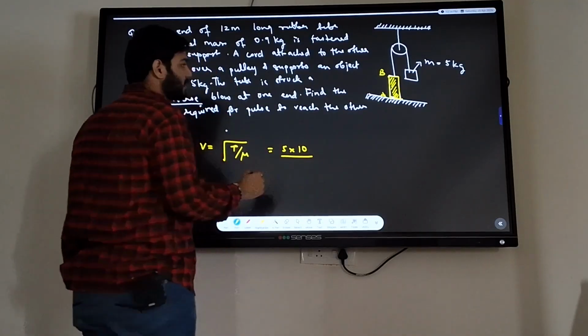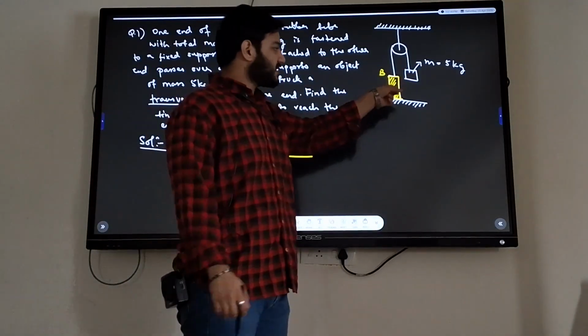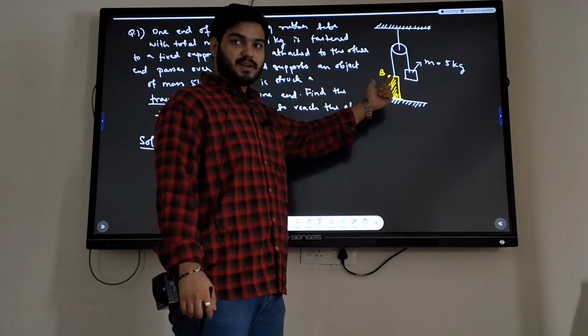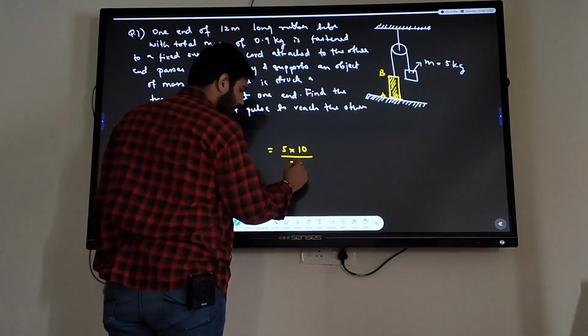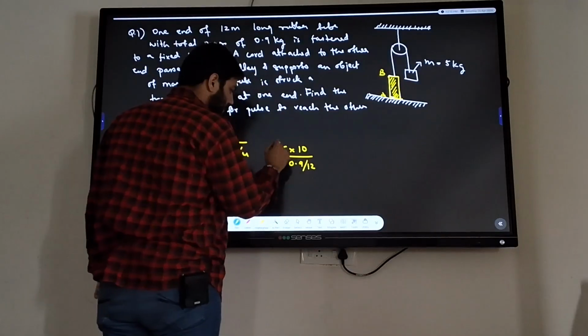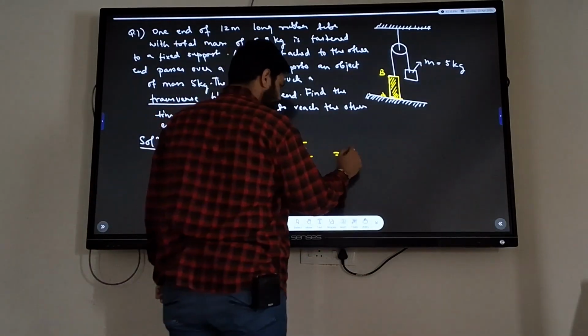Mu is mass per unit length. So the mass of this and the mass of this? 0. The other one? Rubber. So what is that mass? 0.9 divided by 12. Now can somebody do this calculation?